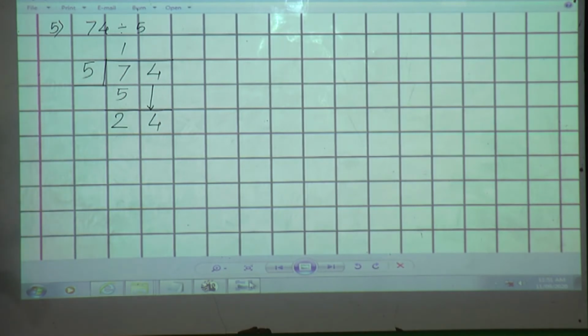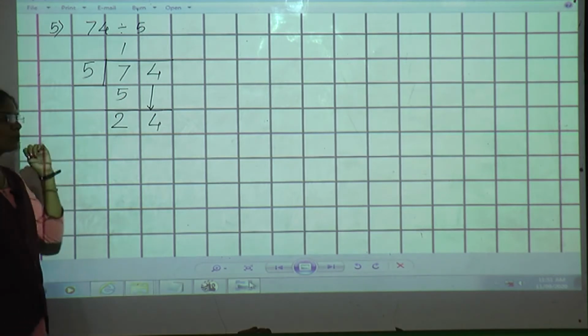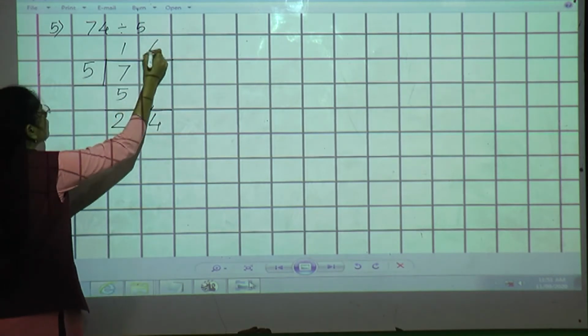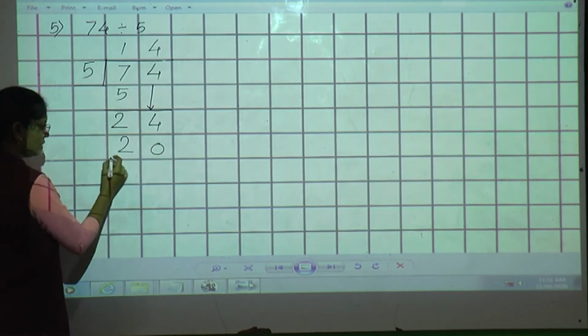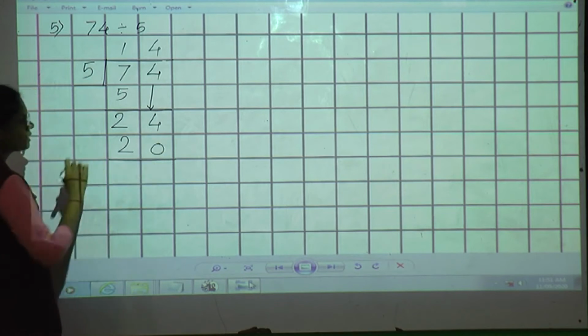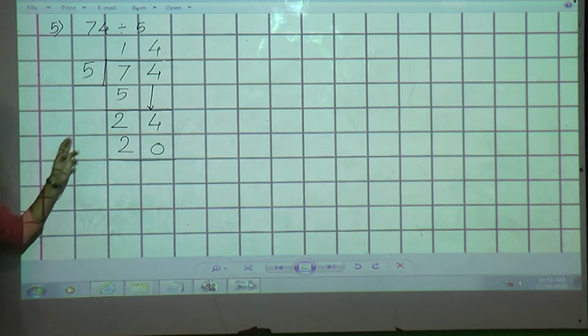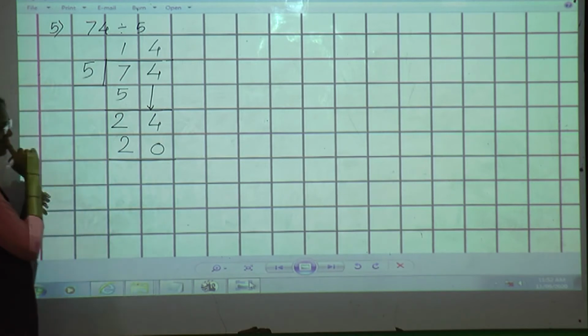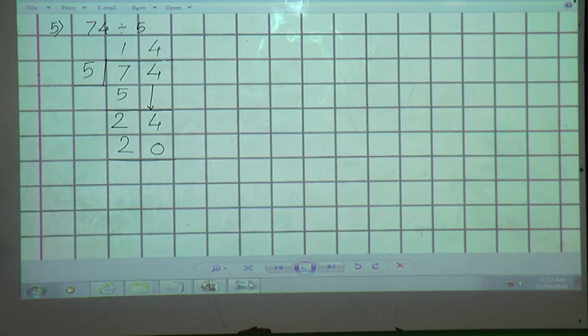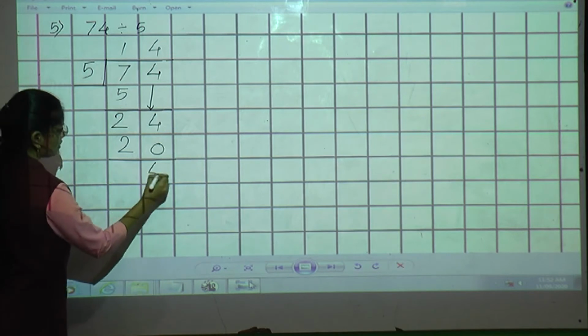20 is there. Okay. So in 20, how many 5s are there? In 20, there are 4 5s. So 5 4s are 20. Now 24 minus 20. Do the subtraction. What is the remainder here? Yes, 4 is the remainder.